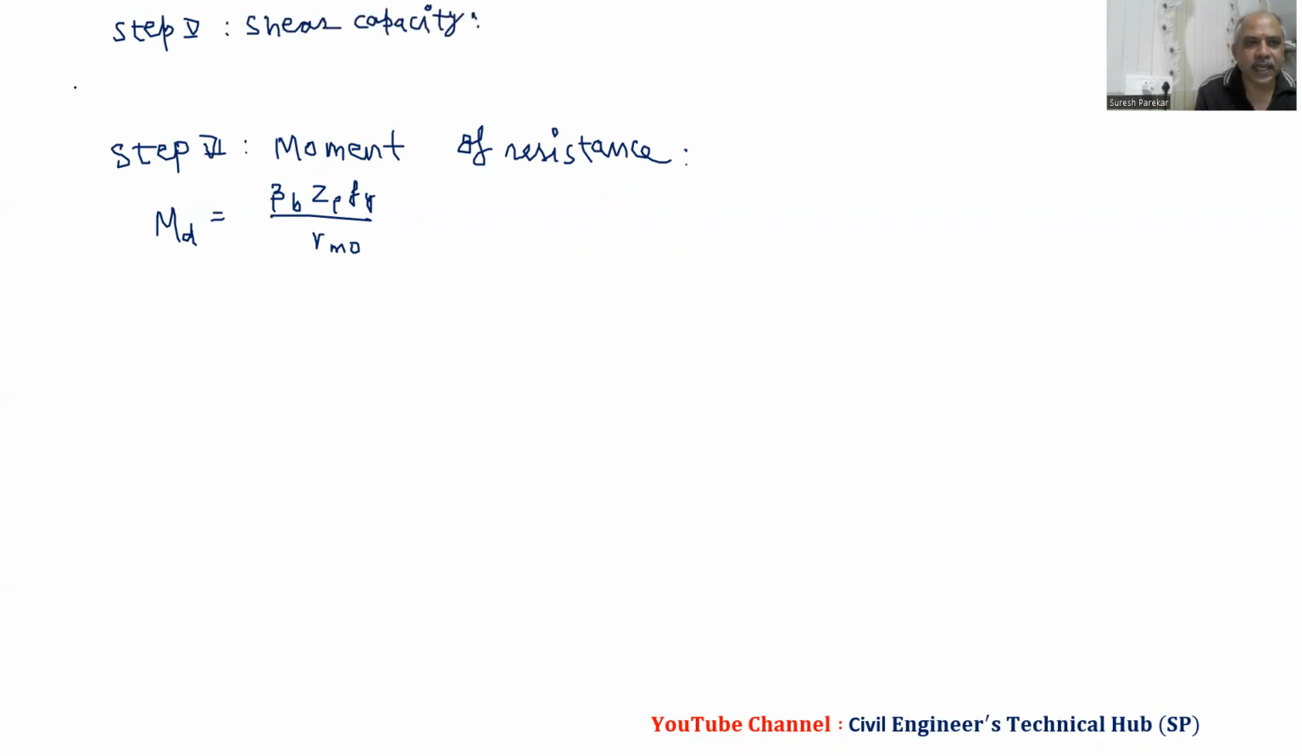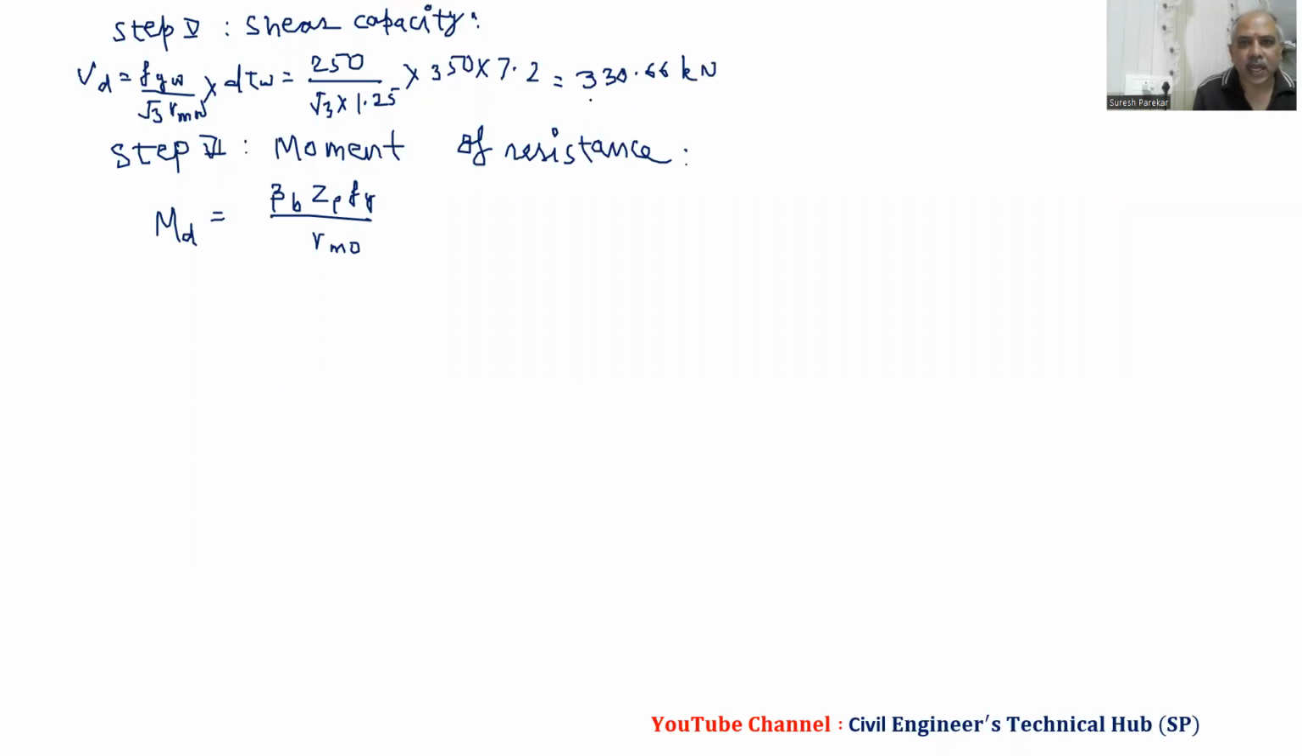Then we have VD equal to FYW upon root 3 gamma MW into D TW. So 250 upon root 3 into 1.25 into, we have this value, D we have 350 and TW 7.2, and it comes 330.66.